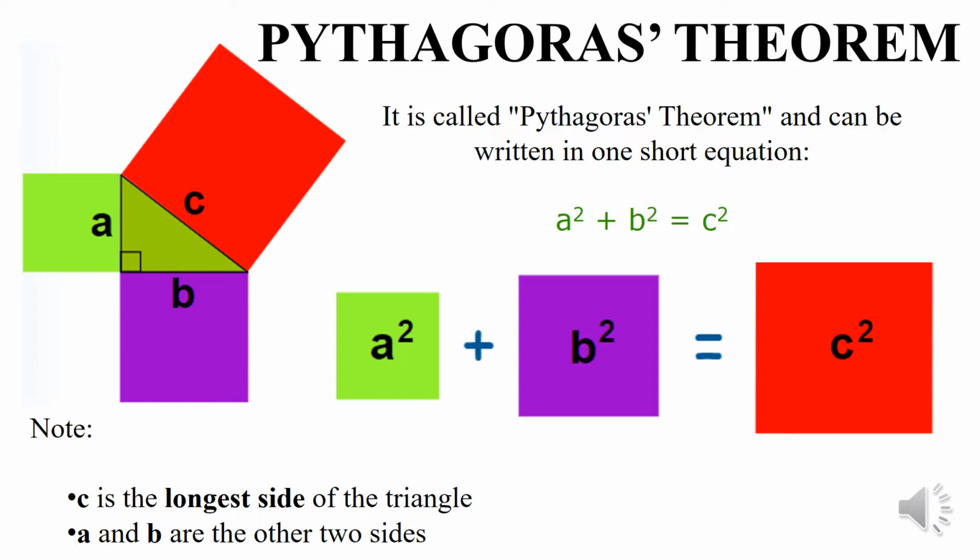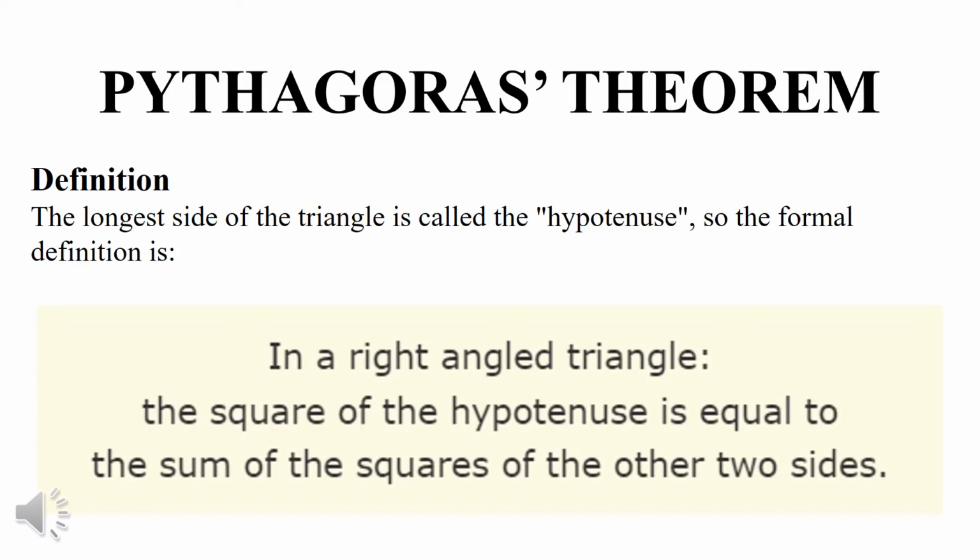Note, C is the longest side of the triangle. A and B are the other two sides. Definition. The longest side of the triangle is called the hypotenuse. So, the formal definition is, in a right-angled triangle, the square of the hypotenuse is equal to the sum of the squares of the other two sides.